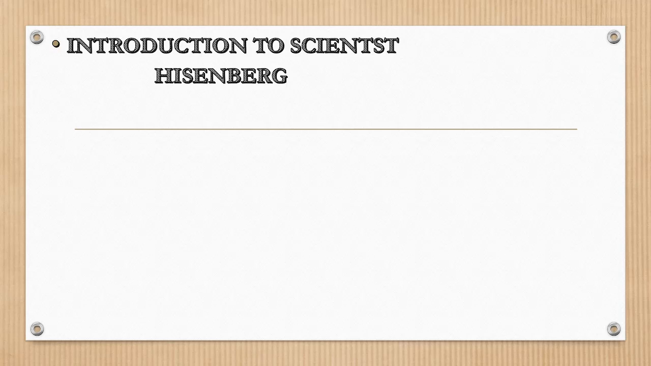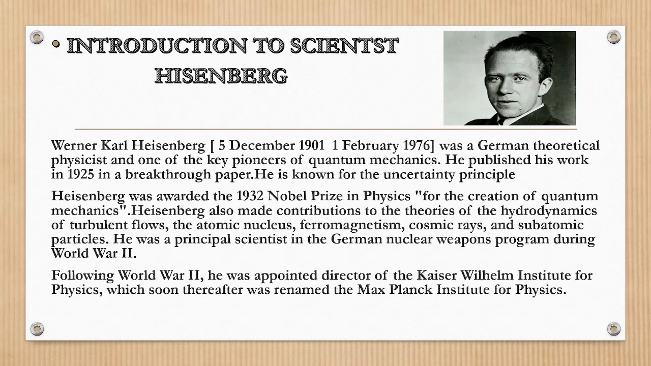So, hi friends, again I am here to begin with the introduction to the scientist, that is Heisenberg. It is the image of this scientist. Werner Karl Heisenberg, from 5 December 1901 to February 1976, was a German theoretical physicist and one of the key pioneers of quantum mechanics. Friends, he published his work in the year 1925 in a breakthrough paper. He is also known for the uncertainty principle.